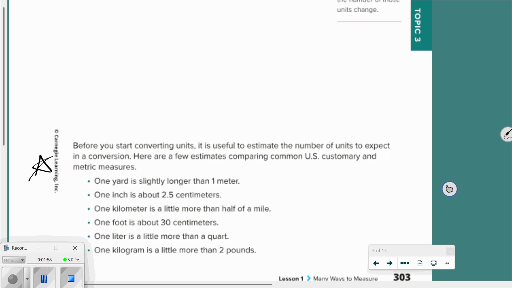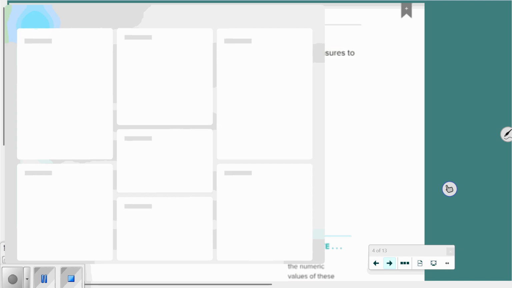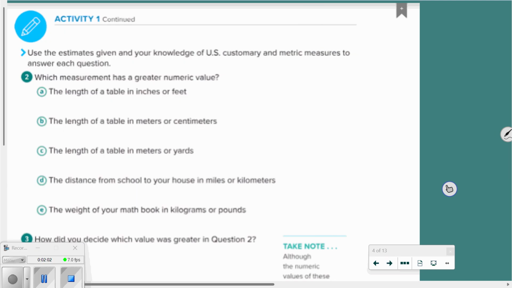We are turning to the next page, 304. All right, so let's talk about measurements and units of measure. When you are measuring things, sometimes they do not all come in the same thing. Like they'll tell you they need the measurement in feet, but they'll give you a whole bunch of inches, yes? So let's talk about which one would have a greater numeric value.